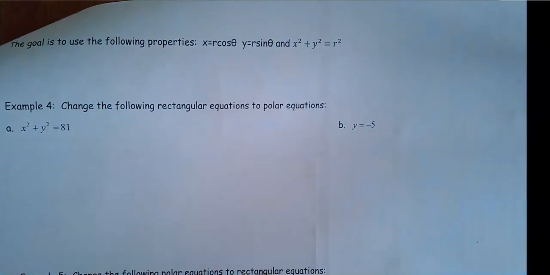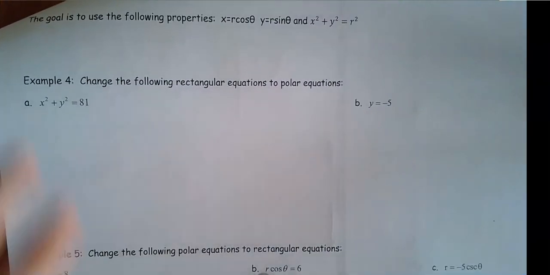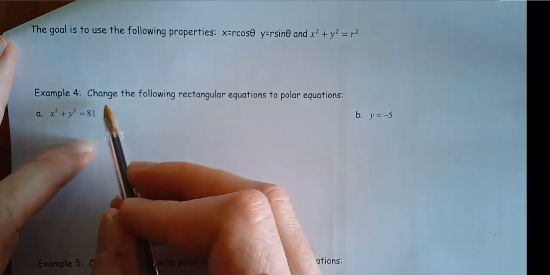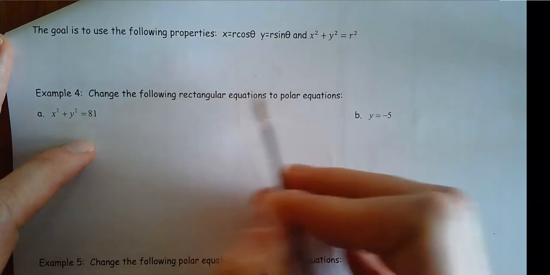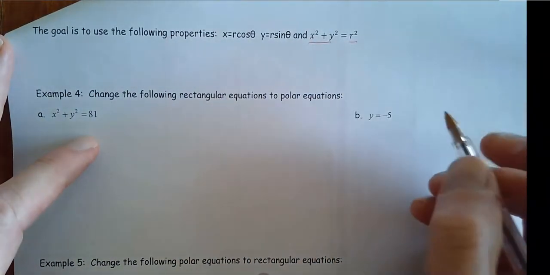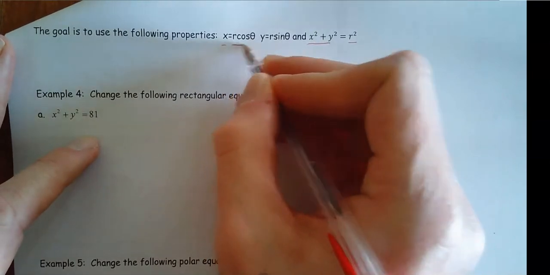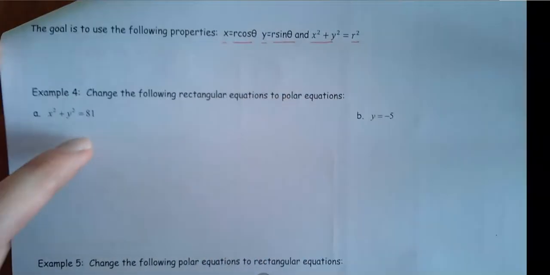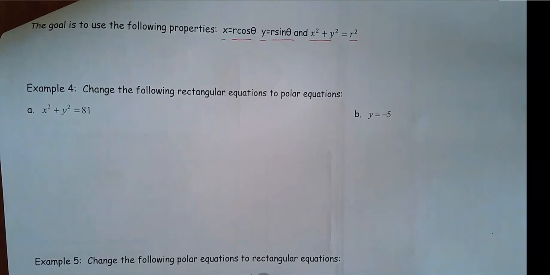Now let's just throw out the graph. Let's not worry about the graphing part. Let's just do the algebraic part. So if you're converting from rectangular to polar, then anywhere you see an x squared plus y squared, put an r squared. Anywhere you see an x, put an r cosine theta. And anywhere you see a y, put an r sine theta. So you're going to substitute to convert it.